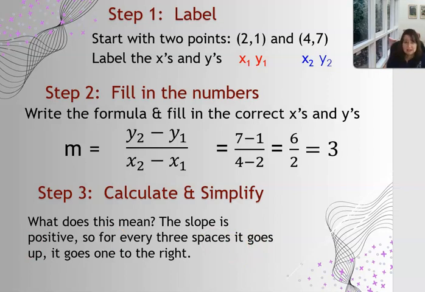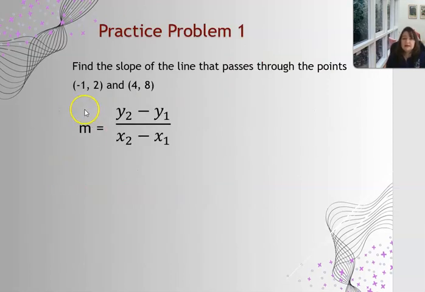So we're going to do a couple of practice problems. I'd like to see how well you do. Make sure you're getting them. Here it is. So the first thing I want you to do is label your points and then put them where they belong and see if you can find the slope of this one.